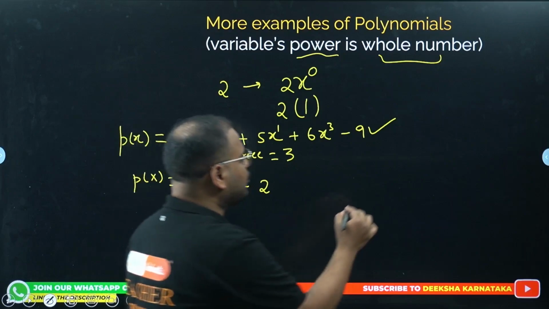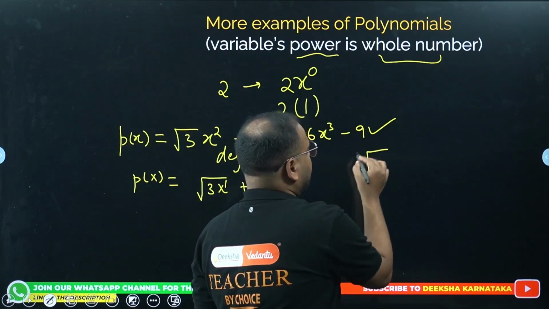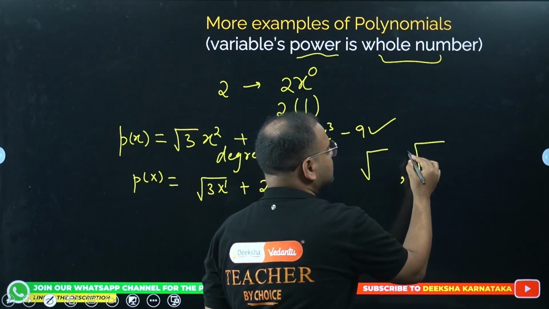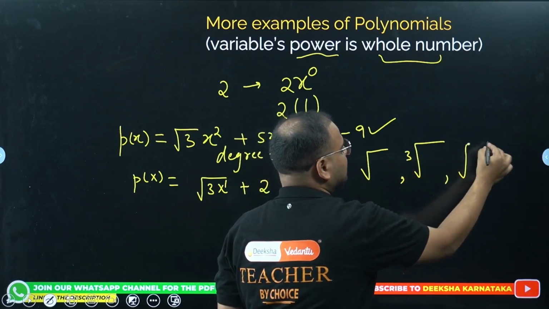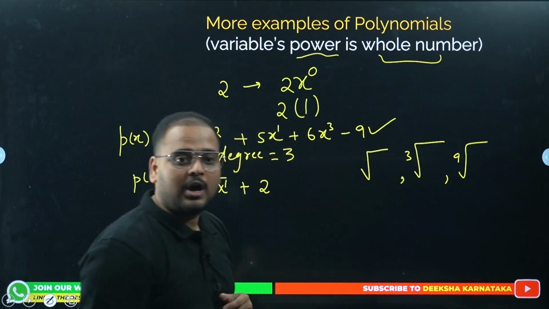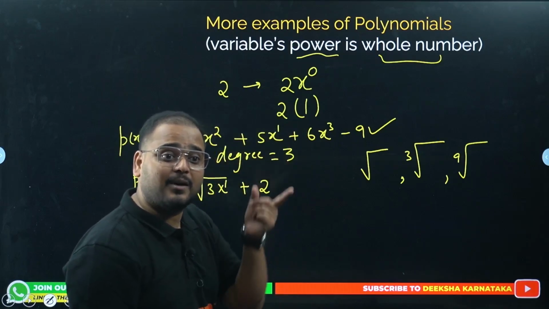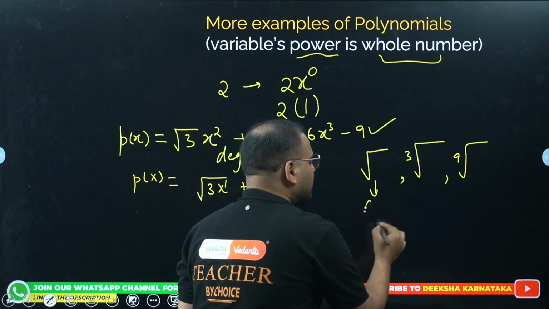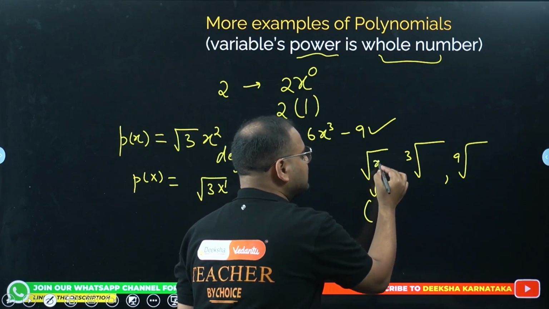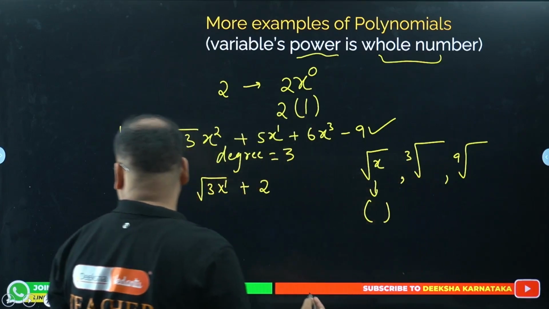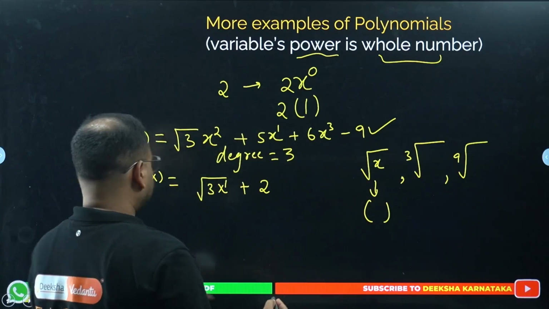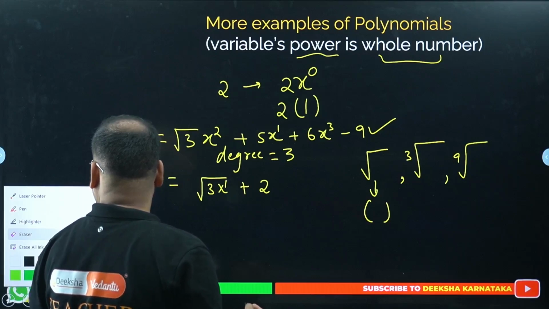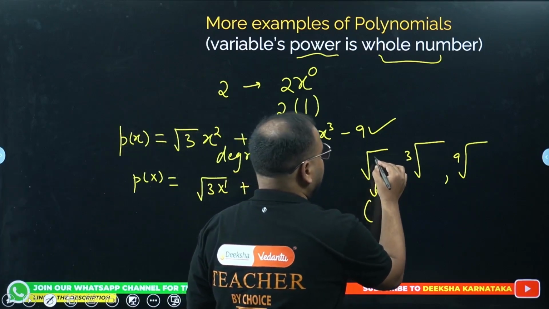Because any root, whether it is a square root, a cube root, or a ninth root, how do we write those roots in terms of indexes, in terms of powers? A square root can be written as something to the power. If, let's say, I have x here, let me take another variable. Let's take another variable. Okay, so let's take here y.